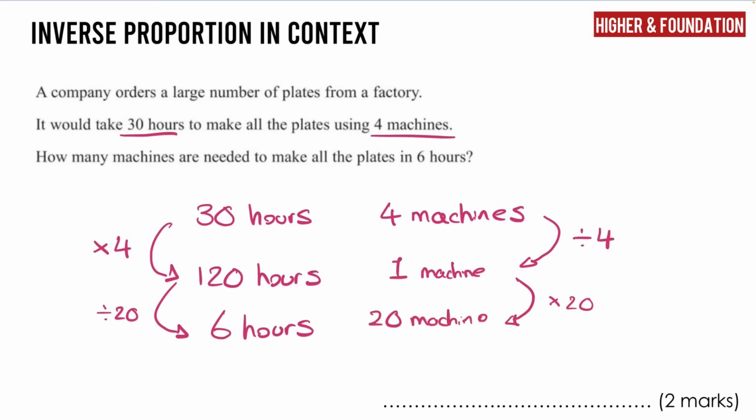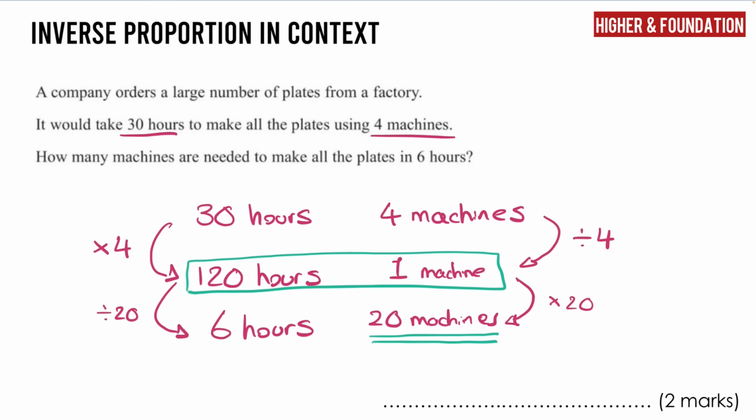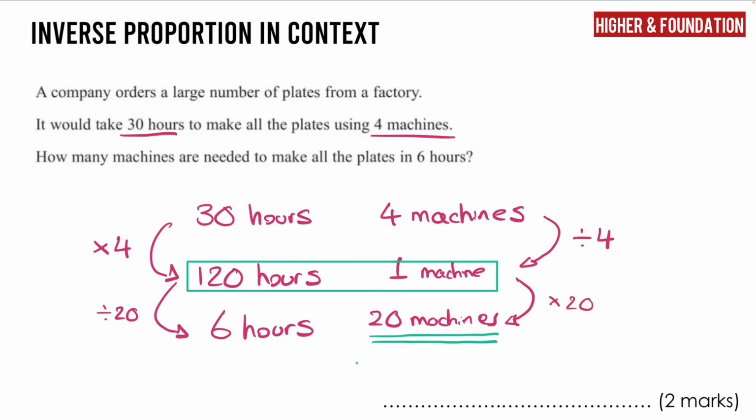So just watch out for these questions here. You just have to think logically, does it make sense that less machines would take more time or less time? And obviously that's what we're figuring out in this middle step here, where we've looked at this 1 machine. It makes logical sense that less machines would take more time. So there we go, that's some inverse proportion in context.